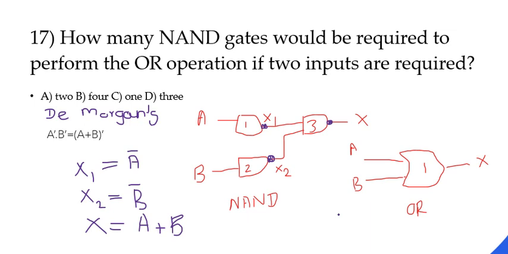Alright, 17 is asking you how many NAND gates. Some students, I think, have confused AND and NAND gates, okay? So it's asking how many NAND gates will be required to perform the OR operation if two inputs are required. If we had an OR operation, we just have two inputs, A and B, go in, and your output X is going to be A plus B.